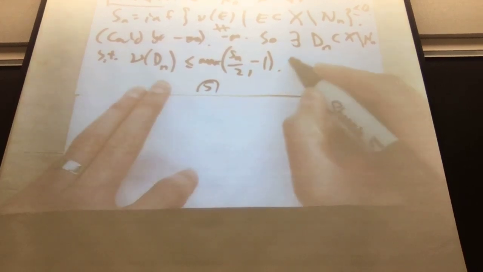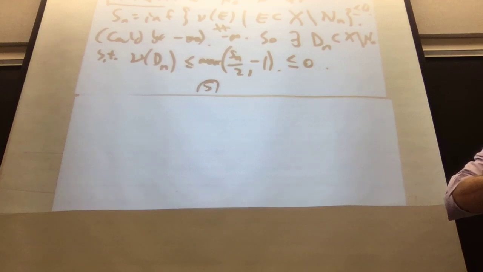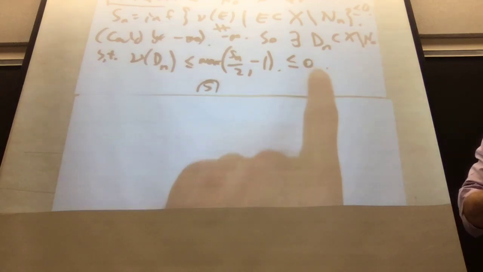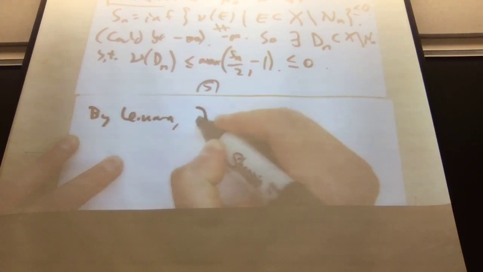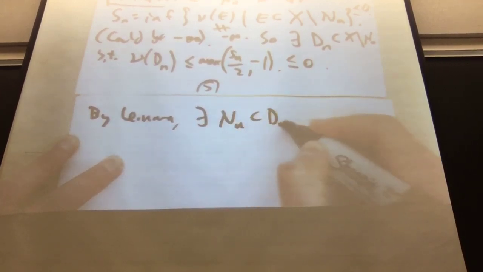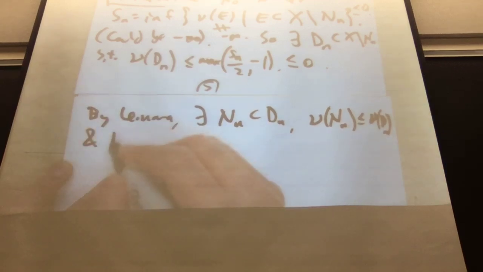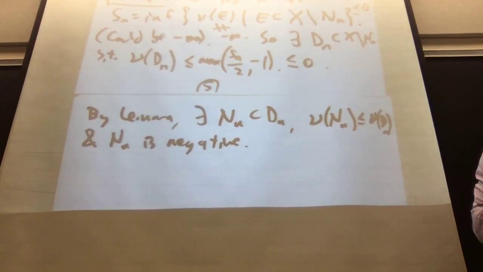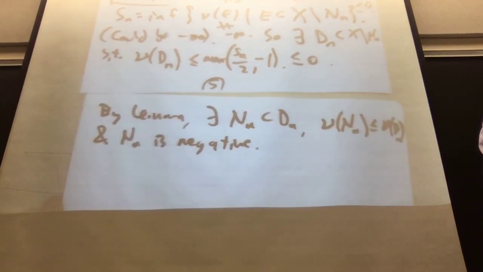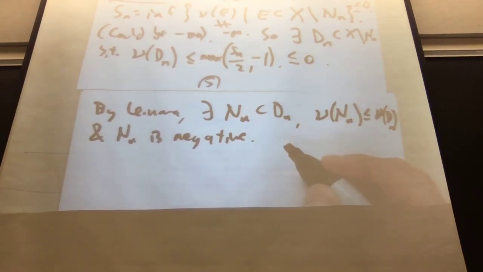By the lemma about negative sets, this is less than 0. By the lemma about sets of negative nu measure, there exists a subset of Dn whose measure is even less than Dn, and Nn is negative. Is this the same as n plus 1? This is how I'm getting from, I guess it's n plus 1. Yeah.